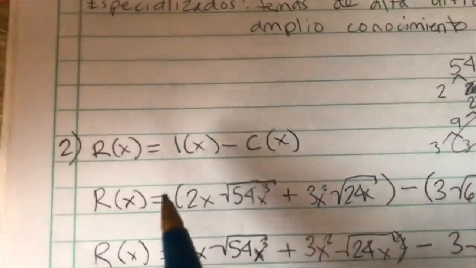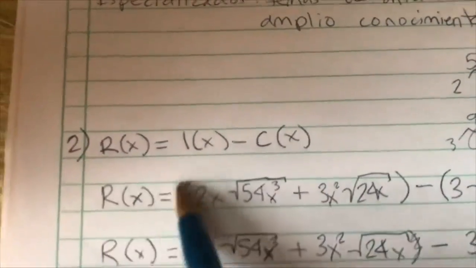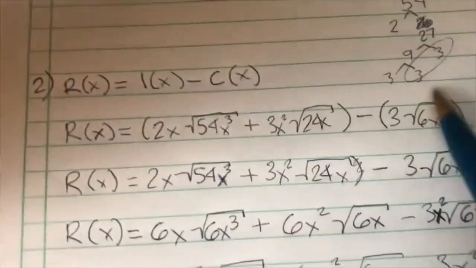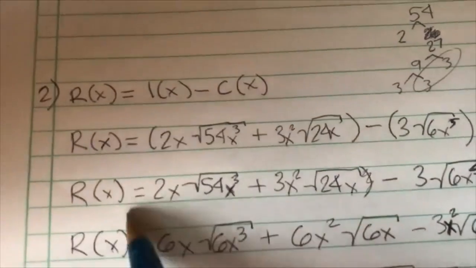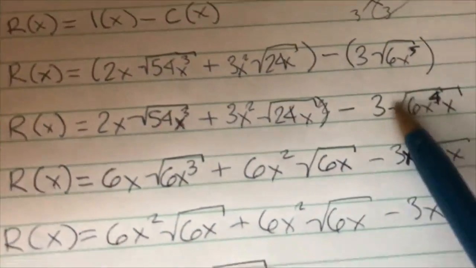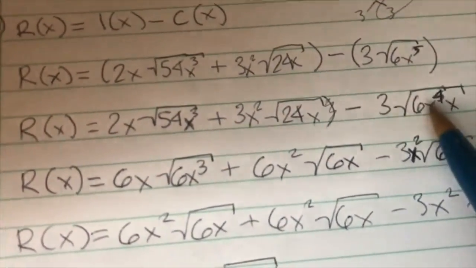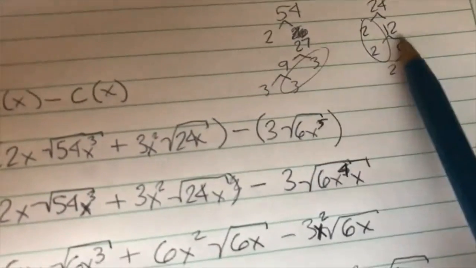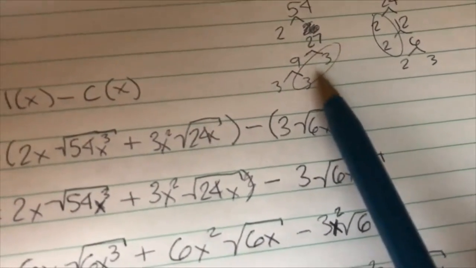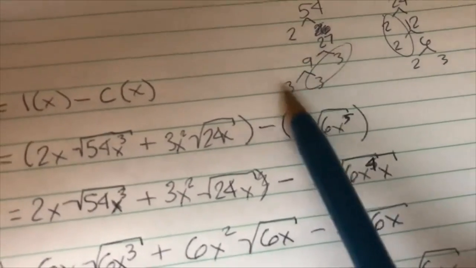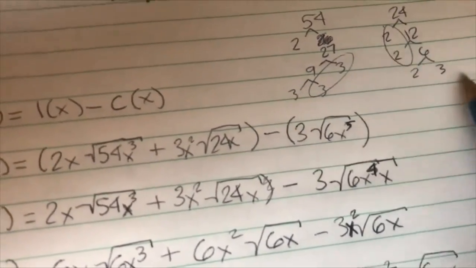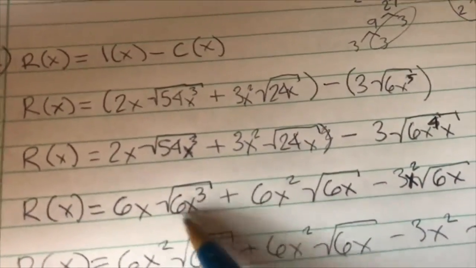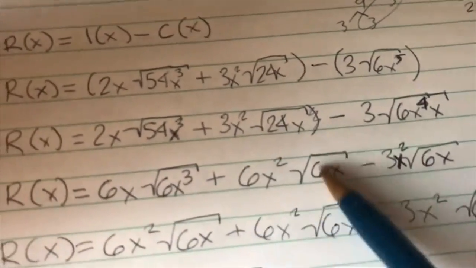In the problem, they give us this formula telling us that revenue equals income minus cost. And they give us these values for income and cost, and tell us to simplify. So first, we take out the parentheses, making this negative. Then we simplify the square roots, finding the factors, and here we see we can take out a 3, and we leave a 6, and here we can take out a 2 and leave a 6. So 3 times 2 is 6, and we leave a 6, and here is also 6 and leave a 6 as well.